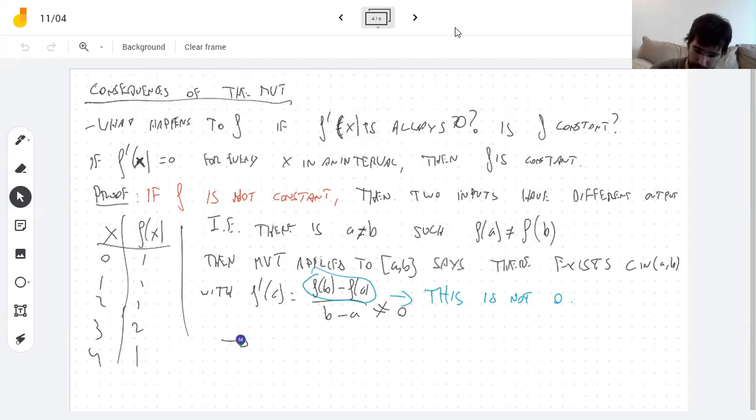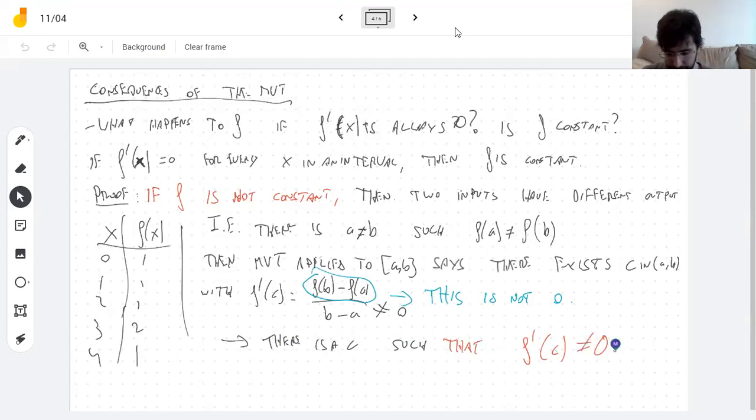If f is not constant, then there is a c we know nothing about, except that its derivative is not zero. So I said, if the function is not constant, then somewhere the derivative is not zero. That means that if the derivative is zero everywhere, it has to be constant.